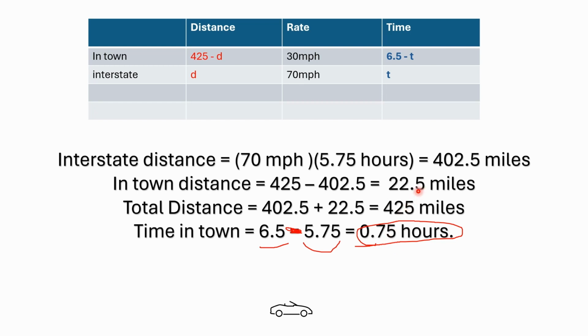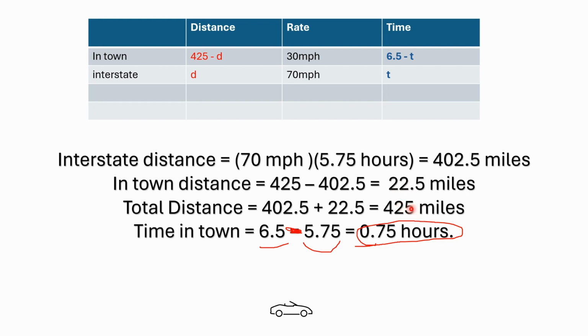And you kind of look at it roughly in your head and you go, well, we know in town he drove an average of 30 miles an hour. Well, 30 miles in 1 hour, he would have driven 30 miles. Well, in 3/4 of an hour, he's going to drive something under 30 miles, and we got 22.5. So just without even doing any math, it kind of makes sense.